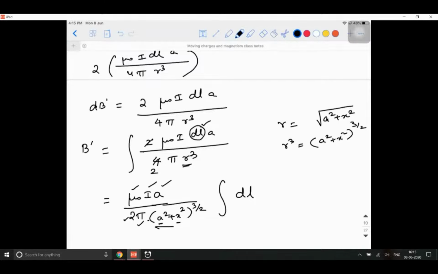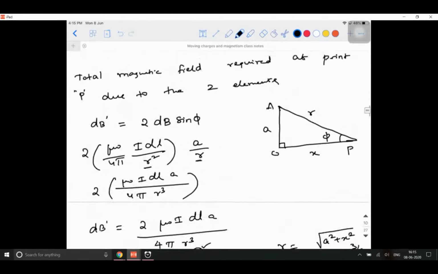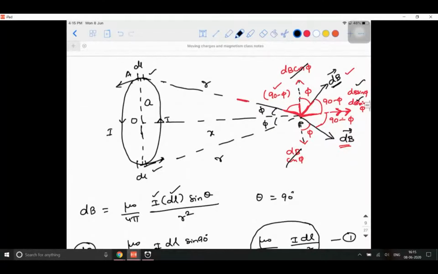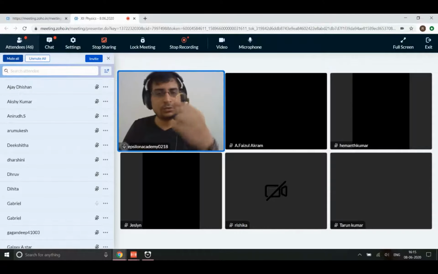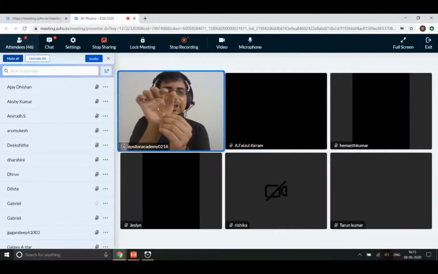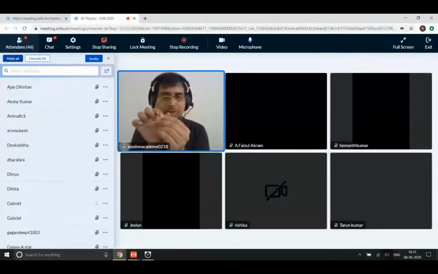Now what are the limits we need to choose for dl? This is the rule you need to follow throughout physics, not only for this particular topic, you can do it for anything. So I'll tell you how you are supposed to choose the dl limits. I've taken a dl here, I've taken a dl here also. Let's say I'm trying to take all such dls on the left hand side. Let's say this dl is moving in the anti-clockwise direction. Then what will this dl do? This dl will also keep moving in the anti-clockwise direction.